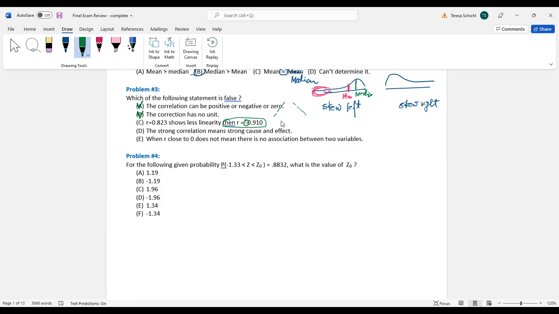Okay, so the positive and negative sign doesn't matter, right? Because it just shows you whether they are positively correlated or negatively correlated, right? Okay, so this is the truth here.